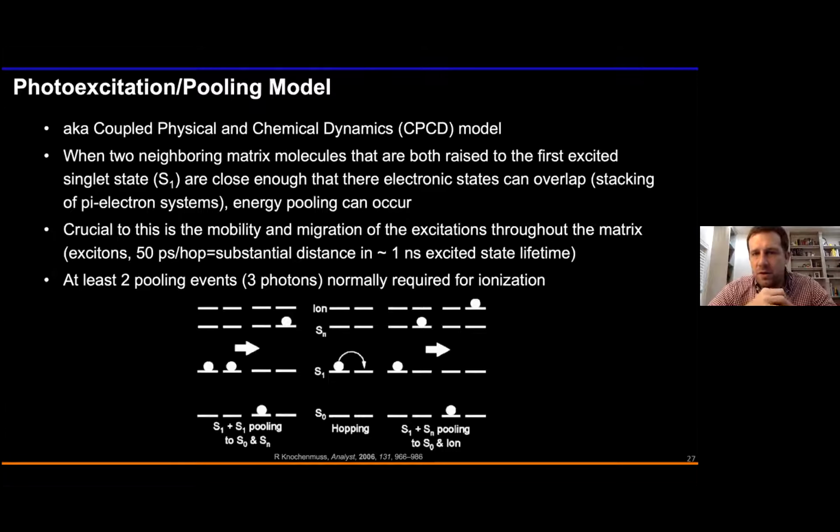And really important to this mobility and migration is the proximity and the overlap of the electronic states of the matrix molecules. So this hopping event is very, very quick. This is roughly 50 picoseconds for these energy hopping events. And this is important because remember we said the excited state lifetime and irradiation time of that primary MALDI event is going to be 1 to 3 nanoseconds or so. So what we need is actually at least 2 pooling events, or 3 photons, to pool together to give us ionization.